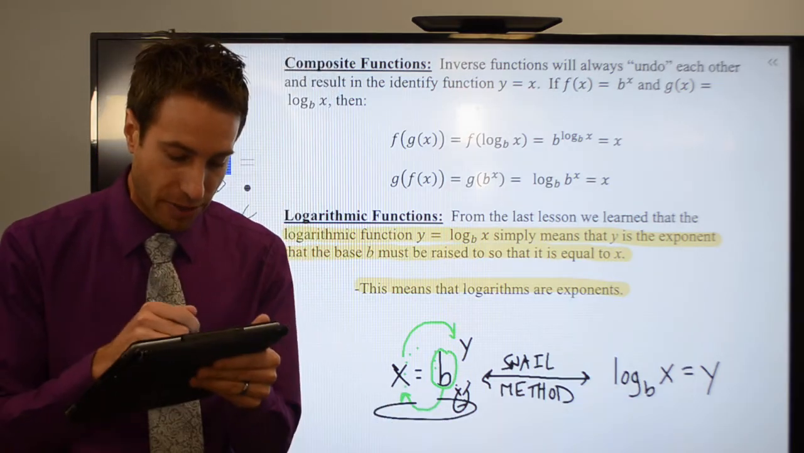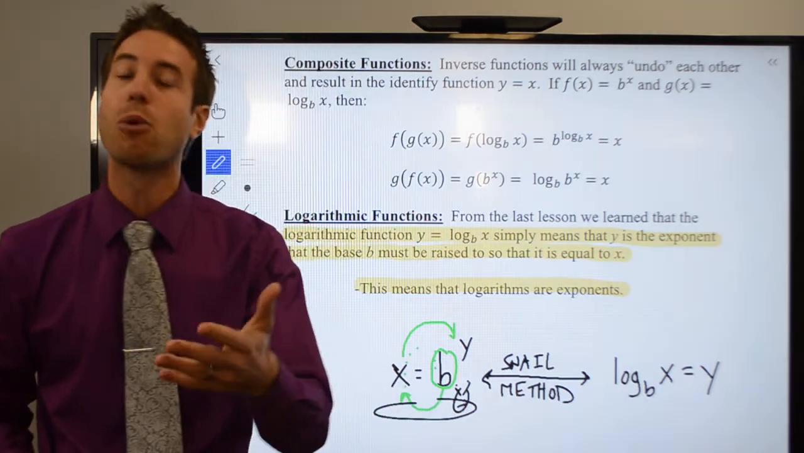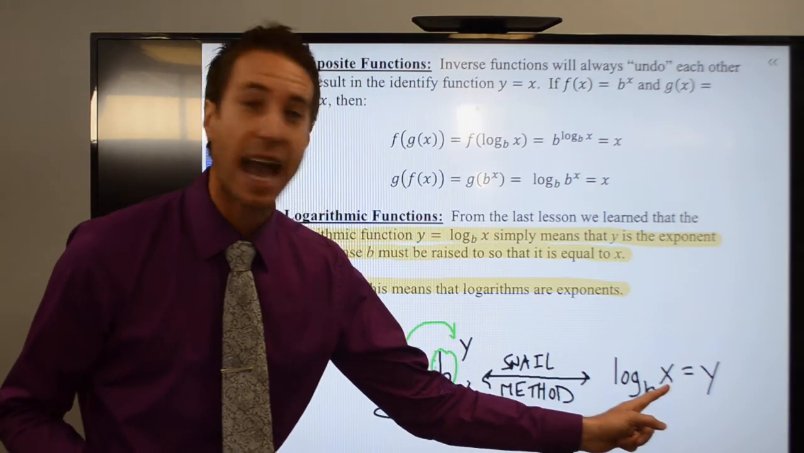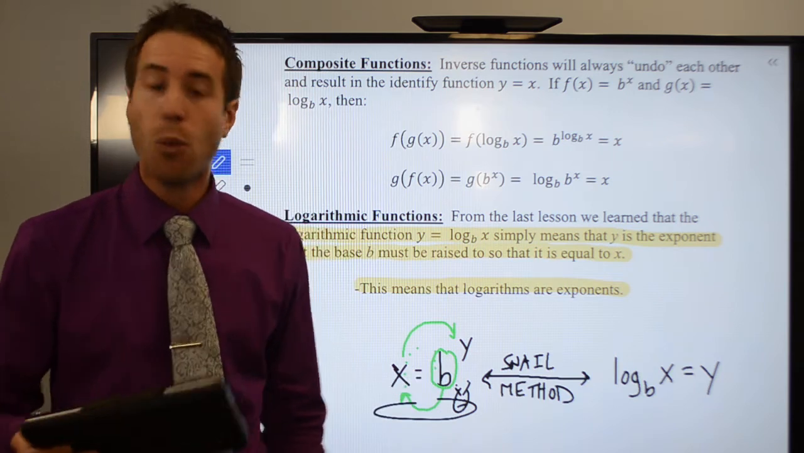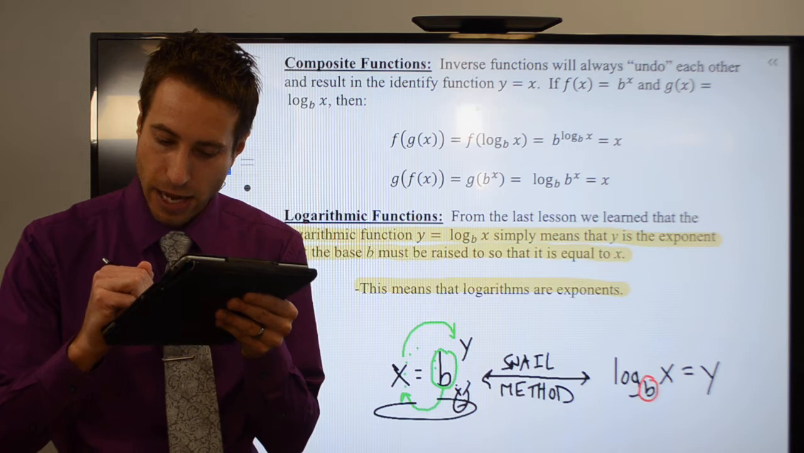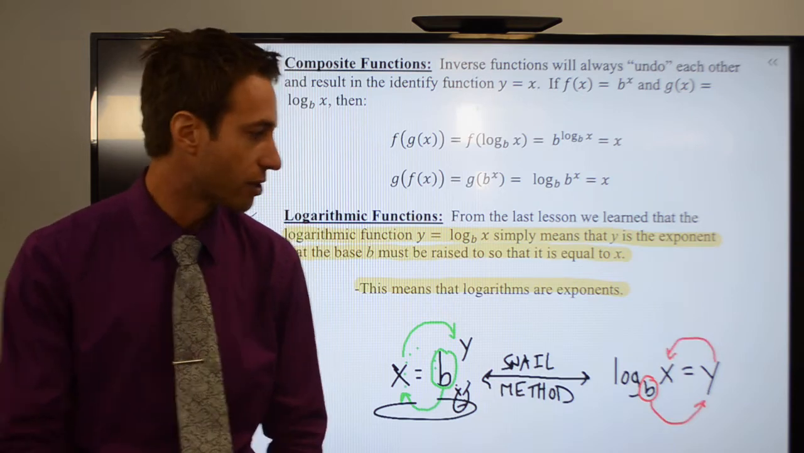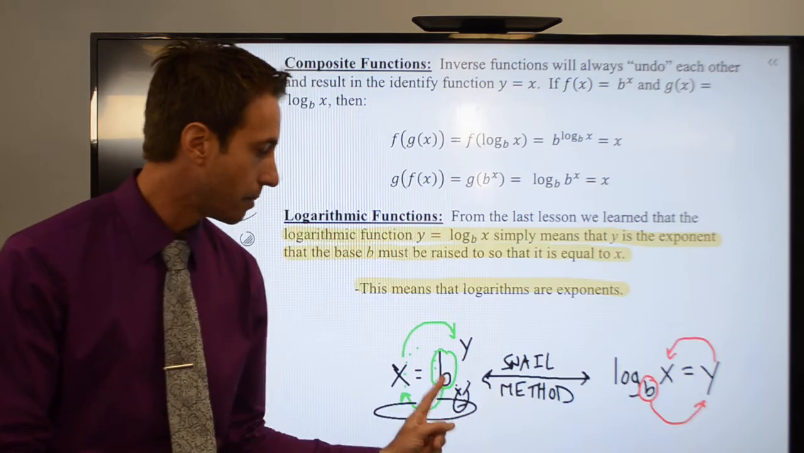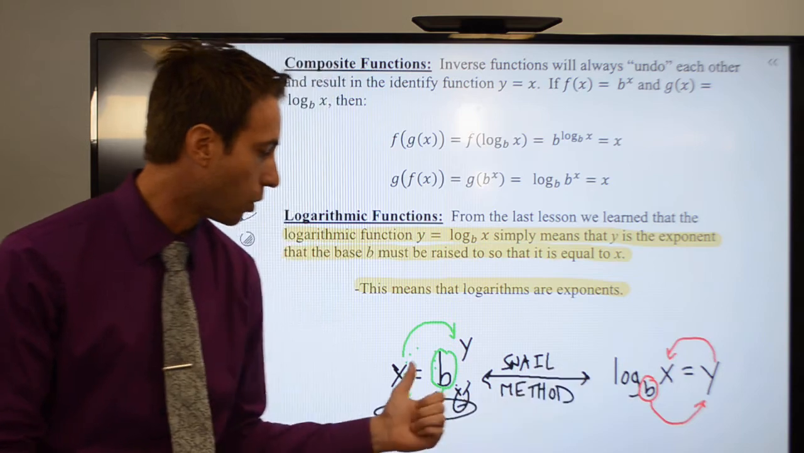I could do the Snail Method over here too. The log base b of x is equal to y. Well, what if you knew y and had to solve for x? X is what you're trying to find. The way this would work is you would do the Snail Method starting at the base and work your way around the equal sign. It would be base b, raised to the y power, is equal to x.